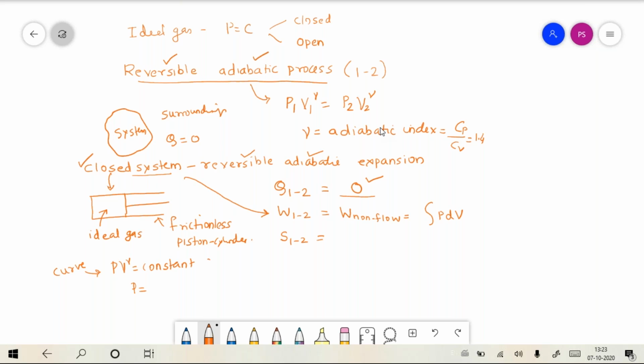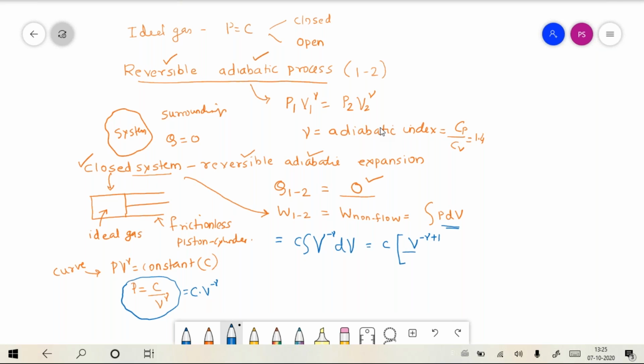C upon V raised to gamma means C into V raised to minus gamma. So P is equal to C into V raised to minus gamma, and the integral becomes the integral of C V raised to minus gamma dV. If you solve this, it is a matter of solving this integration. You can try this on your own also. I'm sure that you are very good with calculus. It gives C upon minus gamma plus 1, from state 1 to state 2, right? So you are integrating it from 1 to 2.